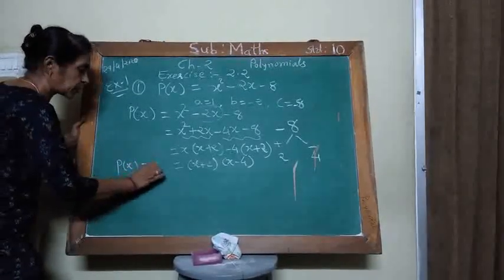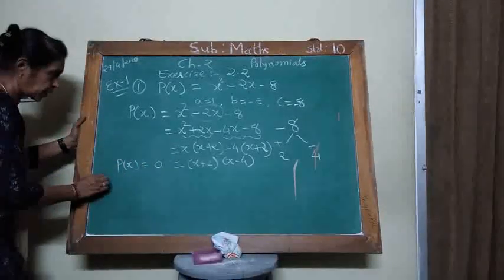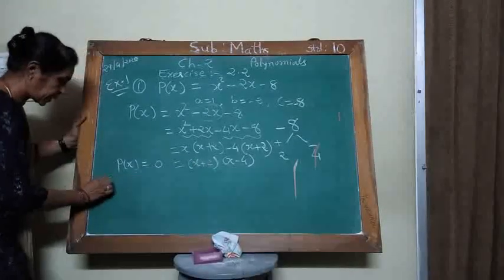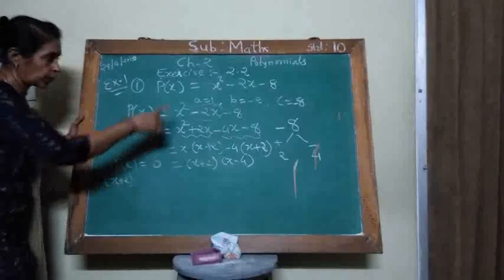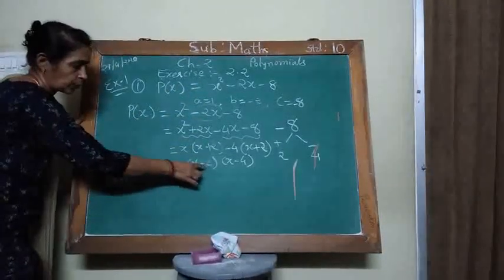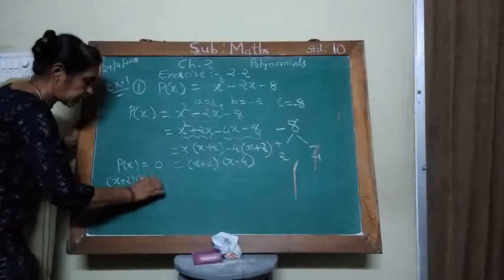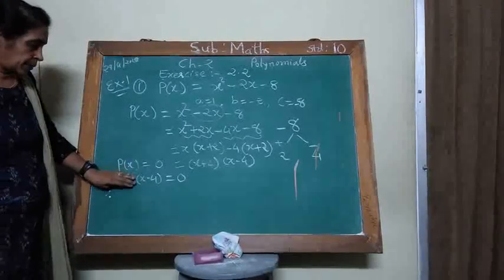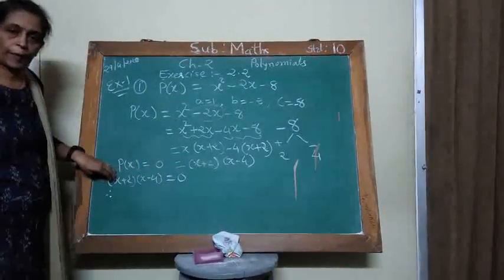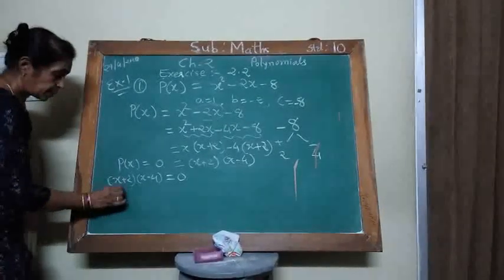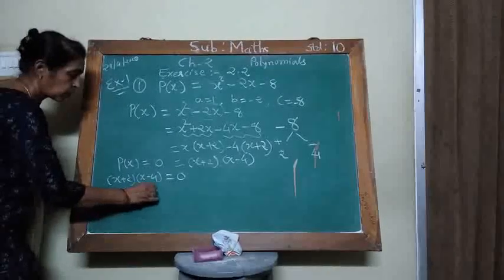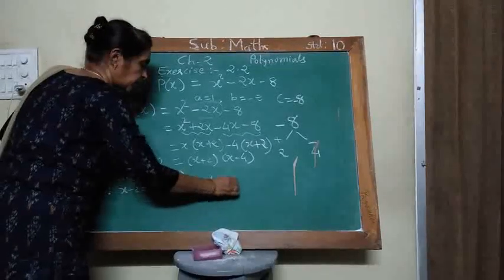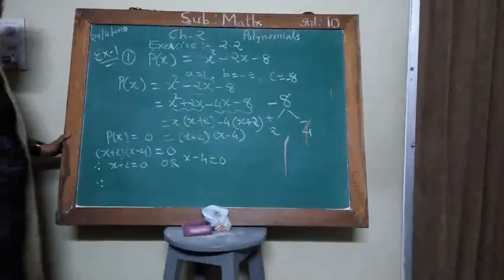We have to find zeros of the polynomial, so you write p(x) equal to 0. The value of p(x) is nothing but the product of 2 brackets. So I directly put these 2 brackets: x plus 2, x minus 4 equal to 0. And the product of 2 brackets is 0, that means if 0 into bracket is 0, this bracket must be equal to 0, or you may say x minus 4 equal to 0. So now our aim is to find the value of x.